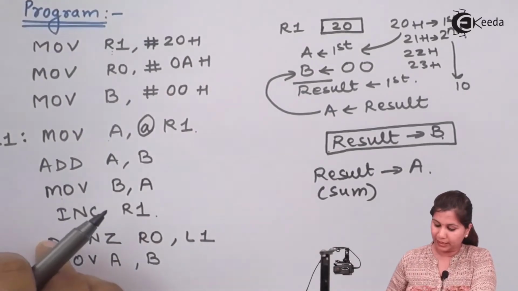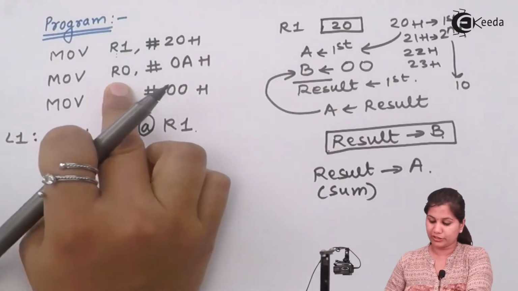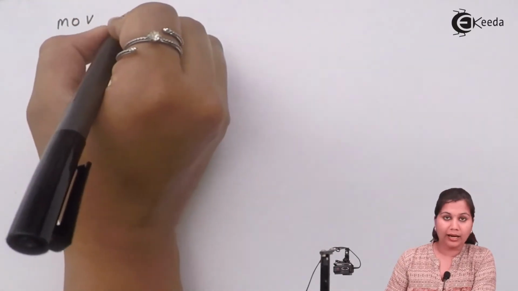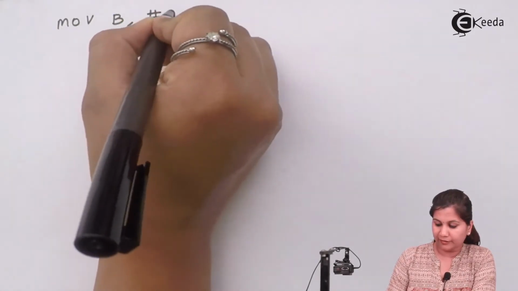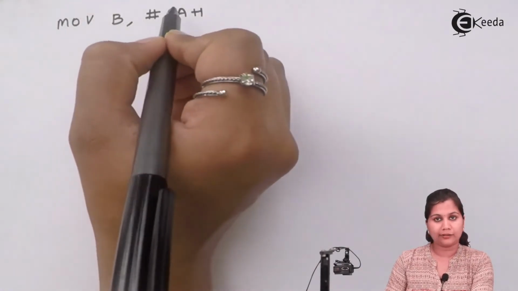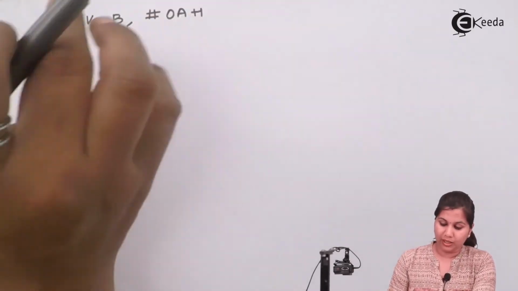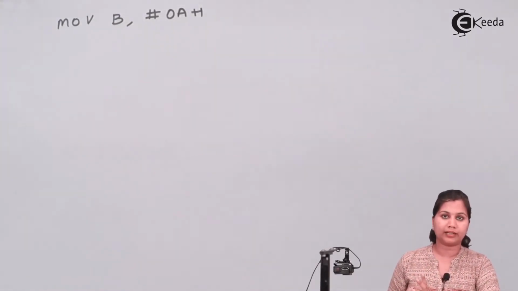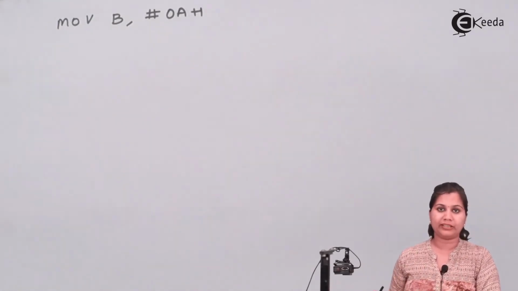The count means how many numbers are present in the block, and that we have already given in the R0 register. So we will move the contents of the R0 register, or we can directly give the value 10 to this B register. We can put R0 here, or we can put the immediate value 10 directly. Now the sum is in A and the number of numbers is in B. So we have to divide them to find the average.